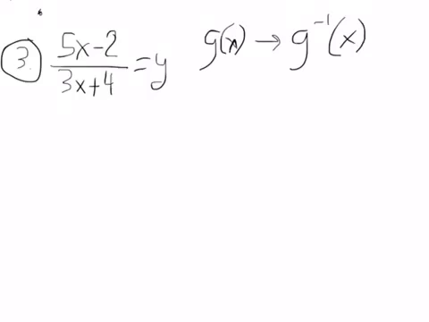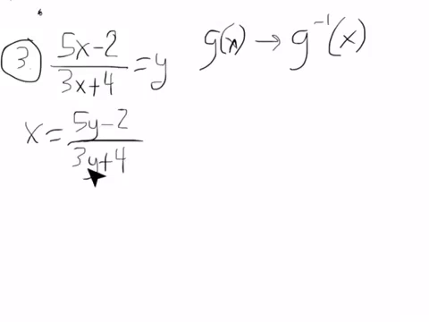So first thing I'm going to do is switch x and y. Every output becomes an input, any input becomes an output. That's what happens with inverses. So I'm going to write this as x equals 5y minus 2 over 3y plus 4. Now I'm going to solve for y, try to get y all alone.